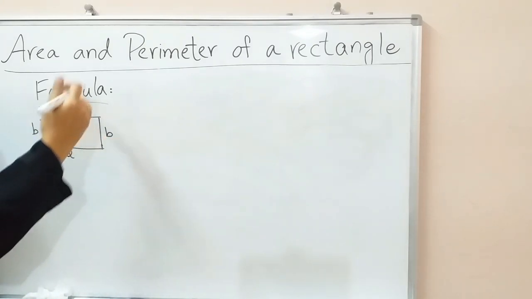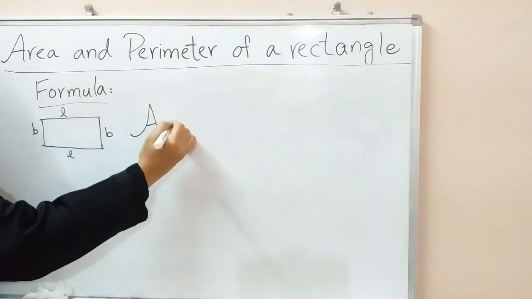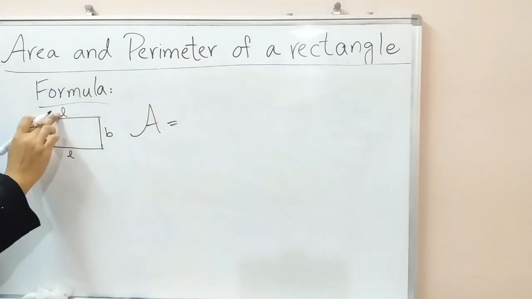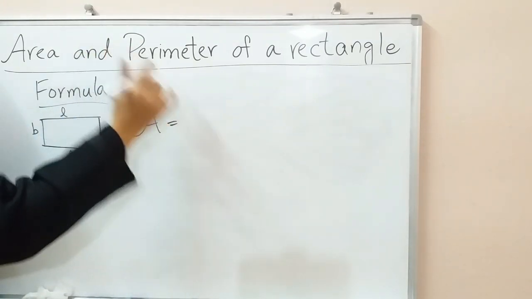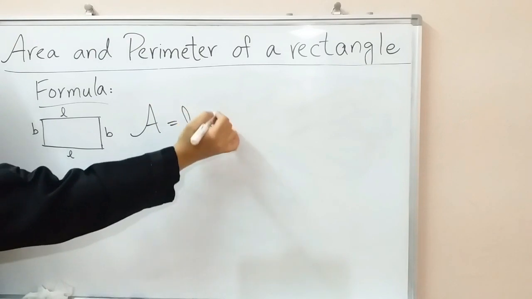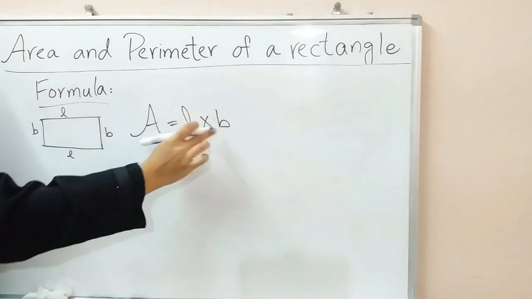So what will be the formula of area of a rectangle? What you have to do is multiply this length by this breadth, and this will be the formula of the area of a rectangle. So how will you write the formula of area? Area is equal to length multiplied by breadth.